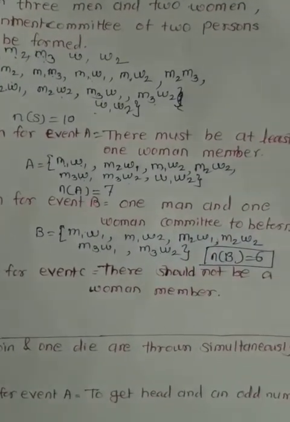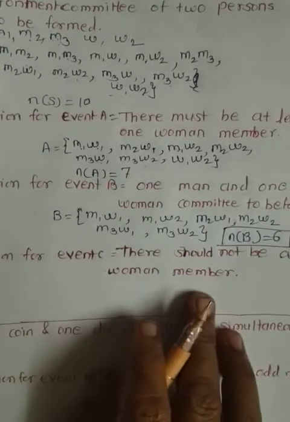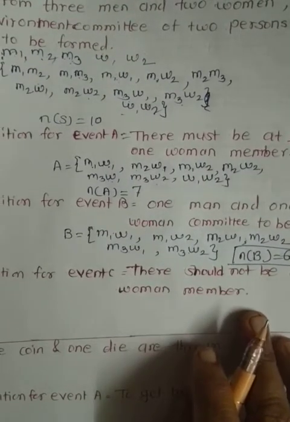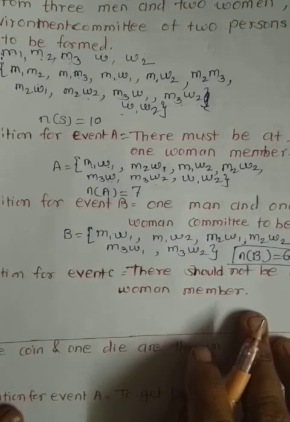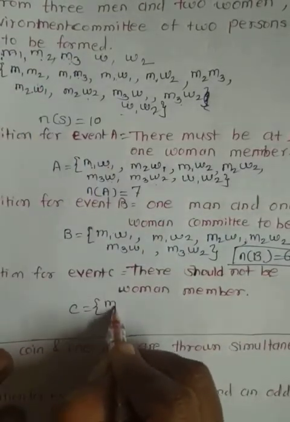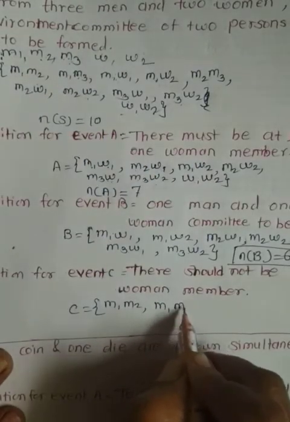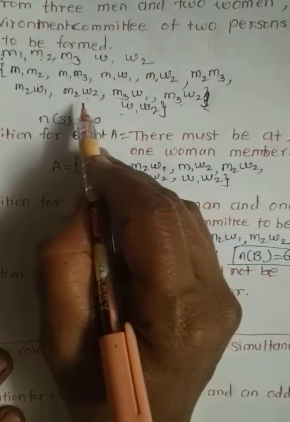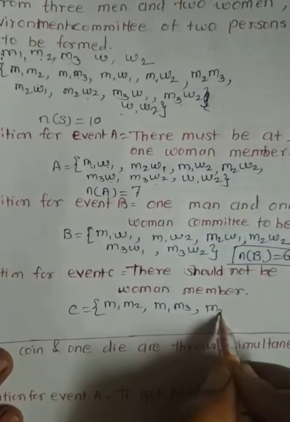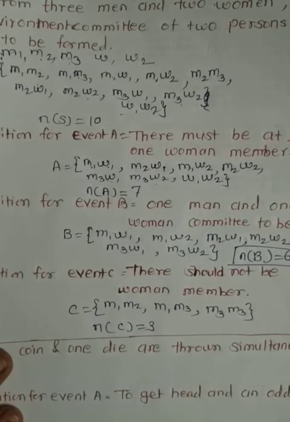Now the next event C, there should not be a woman member. Means in this committee only men will be there, like this way: the first one M1 M2, next one M1 M3, next one M2 M3. Means only 3 committees will be formed there. Therefore number of C is equal to 3.